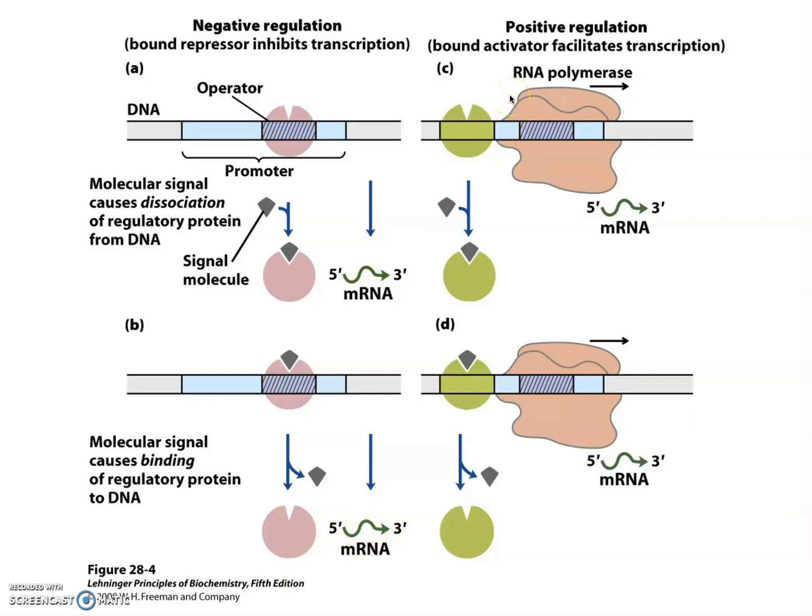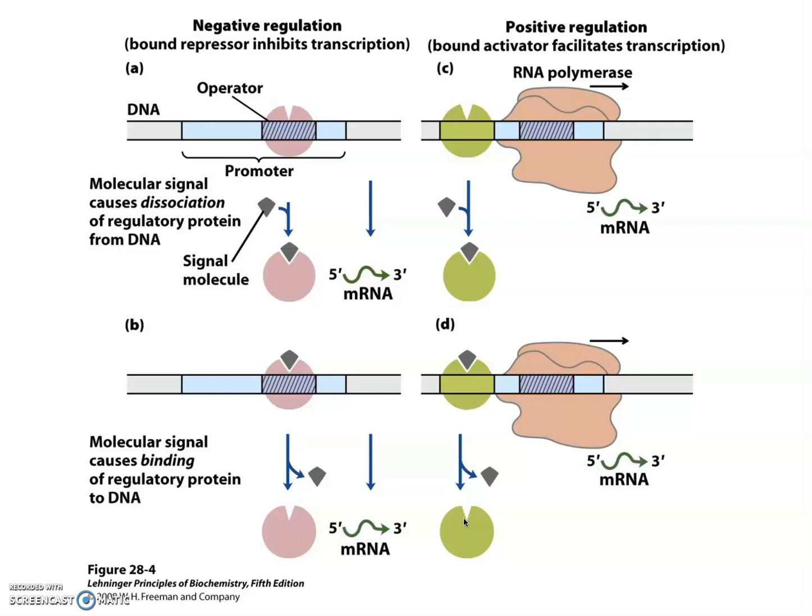Positive regulation is pretty much the same thing, but in the opposite way. We have an activator bound to an enhancer, and we have activation of transcription, with mRNA being synthesized. When an effector molecule binds that activator, the activator loses its affinity for the enhancer and falls off. That stops transcription. Or the opposite: we have an effector molecule with the activator bound to the enhancer, and then we have transcription. When that effector molecule falls off, the activator falls off. There's nothing to activate transcription. Transcription stops.